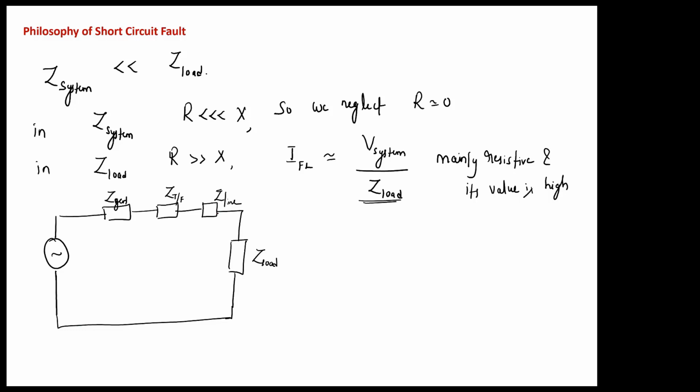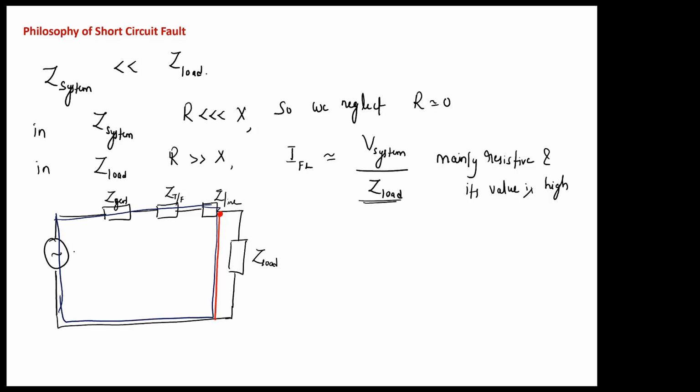Suppose a short circuit occurred here. Now, what is the impedance seen by the fault current? It only sees the system impedance. So the current now flows in this path.